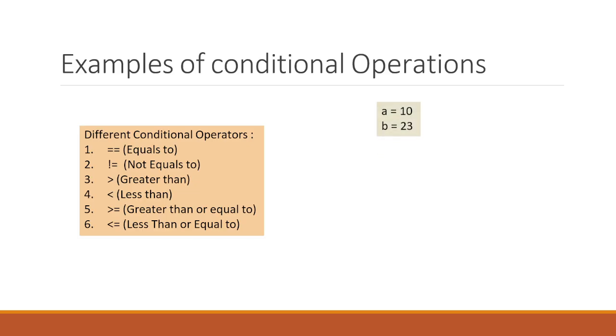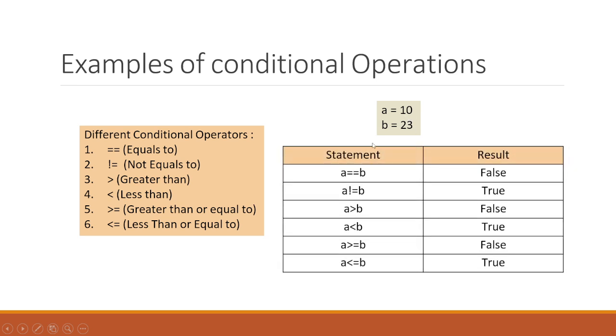Here you can see we have already given A equal to 10, B equal to 20. If you want to compare, is A equal to B? No, so here we will get the answer as false. A not equal to B, that is true. A is not equal to B, so you will get true. Is A greater than B? No, so here also you will get false. Then A less than B, the answer will be true. A greater than equal to B, the answer will be false. And A less than equal to B, the answer will be true.